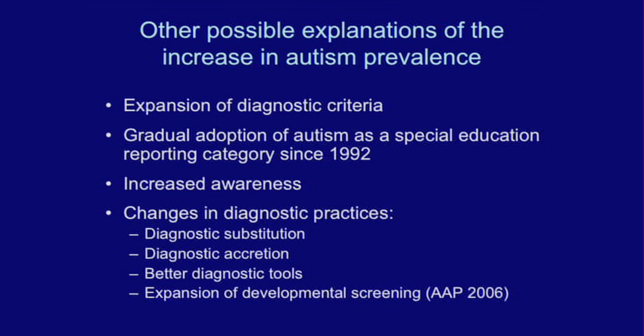And then we have much better tools, more reliable tools than we've ever had in the past, and trained people to use them, so those things could be contributing to the rising numbers. Also, the expansion of screening since the AAP's recommendation in 2006 that all children be screened for autism at regular pediatric visits. To what extent could that be contributing to the rising numbers of children identified?